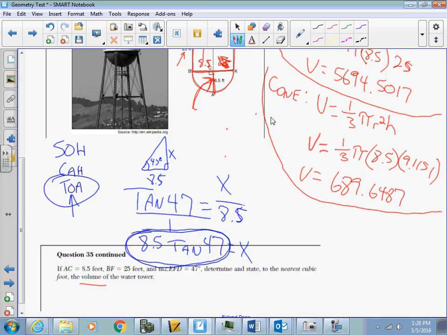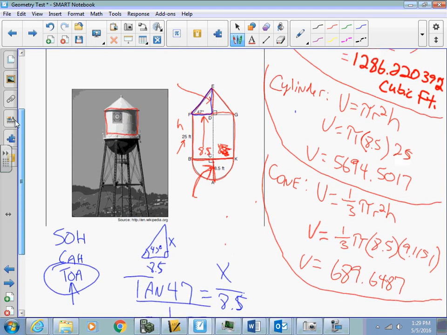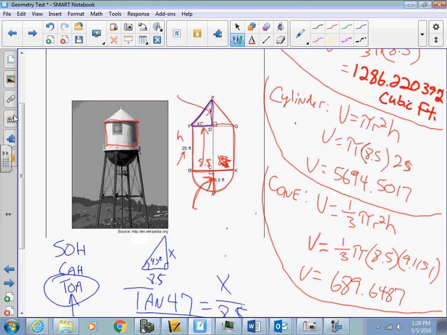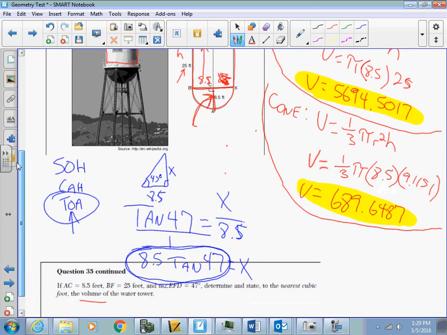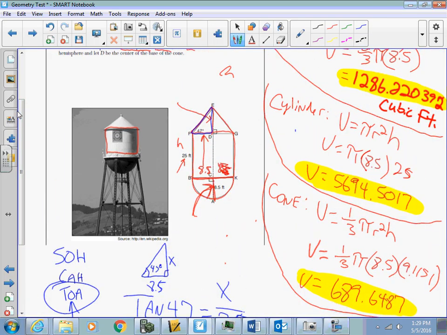Now we're going to go ahead and add them up. Let me get a calculator and add up these 3. So what are we adding up? We're adding up, what I'm about to highlight here, this, this, and this. And these are all in cubic feet. All right, so we're going to do 1286 point. So I'm going to do some calculating and I'll be right back.